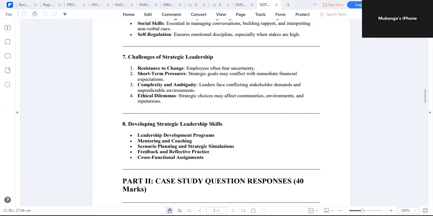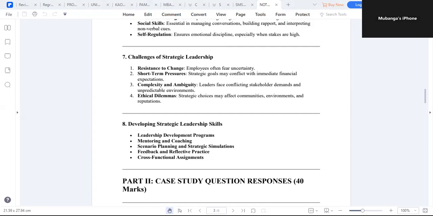The other challenge is complexity and ambiguity. So leaders will face conflicting stakeholder demands in unpredictable environments. But this simply means that strategic leaders will operate in environments that are constantly changing and uncertain. So they may face conflicting interests that will come from stakeholders like the investors, the employees, the customers or the regulators. So as a strategic leader, you need to navigate this complexity. It requires you being flexible, of sound judgment, and able to make decisions even when not all information is available. The other challenge is that of ethical dilemma.